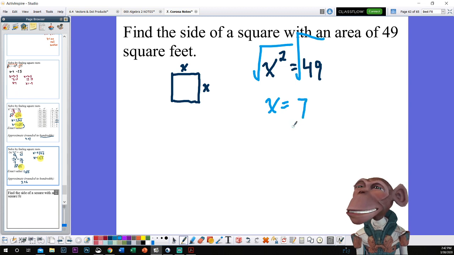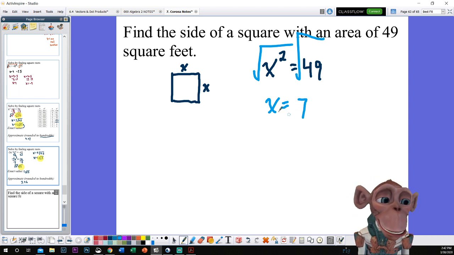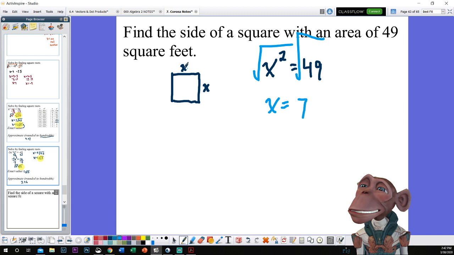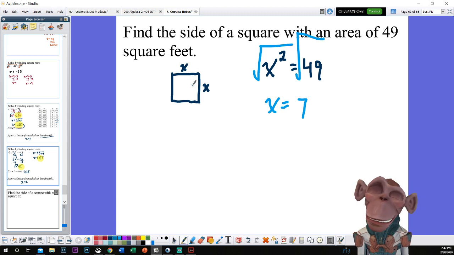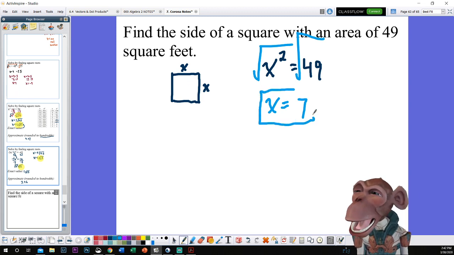Now, some of you who were paying attention before would be saying, shouldn't that be plus or minus? Normally, yes. However, in this case, we can't have a side length of -7. Otherwise, our square here would be making a black hole, and that's not allowed. So x is 7 is just our final answer.